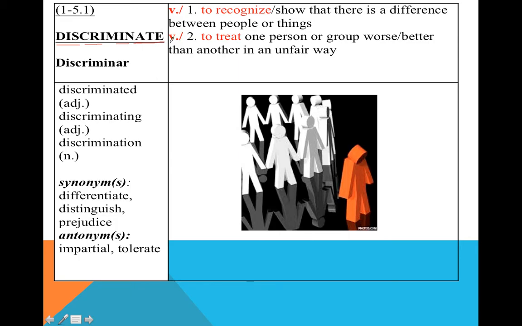Discriminate. Once more, discriminate. In Spanish, it is discriminar. The part of speech that we're using this word as is a verb. So we're using discriminate as an action, as a verb.